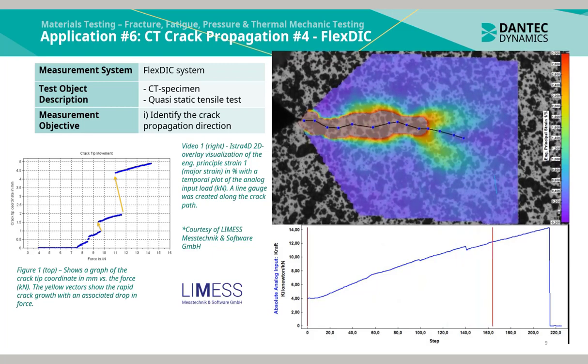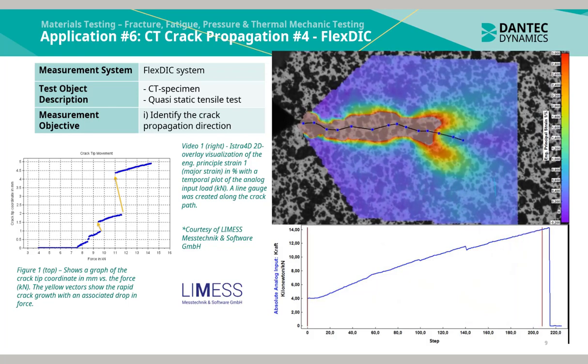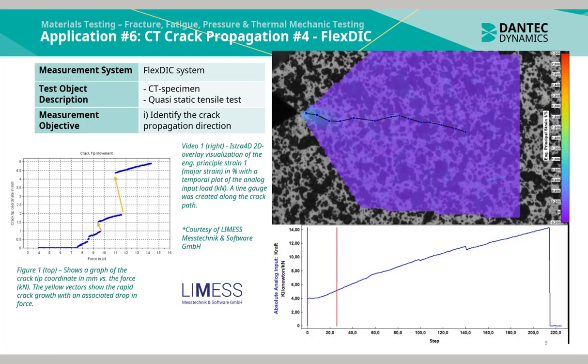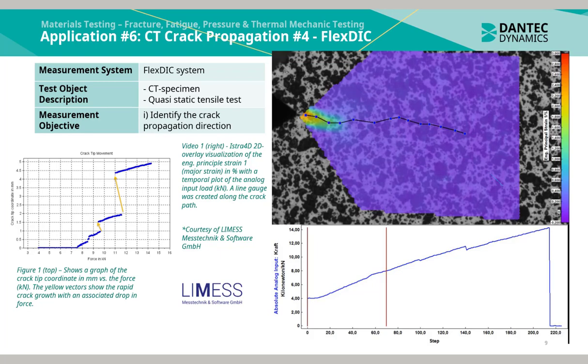In video 1 to the right, the ISTA-40 2D overlay visualization of the engineering principal strain 1 or major strain with a temporal plot of the analog input load can be seen. A line gauge was created along the crack path.